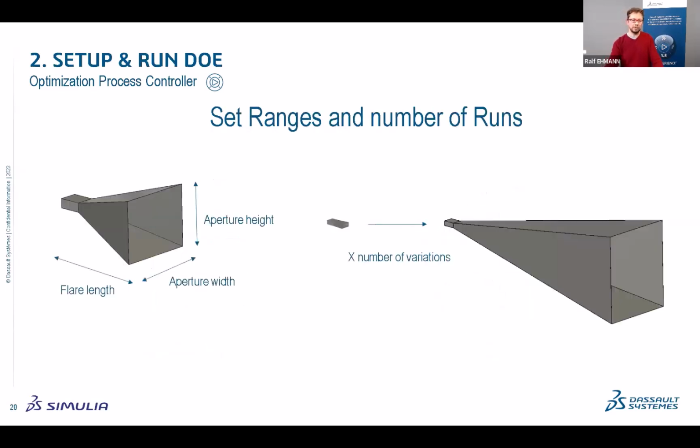Next, we need to define the ranges and the number of variations. Too large ranges might require more samples and include different modes of operation in your model, which in turn might make an accurate approximation difficult. Too small ranges might not capture all the changes in performance characteristics of interest. The number of variations also depends on the number of inputs and outputs, as well as the input ranges.